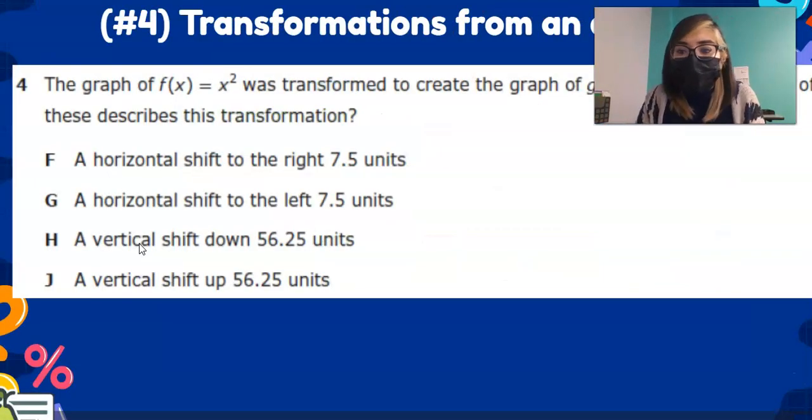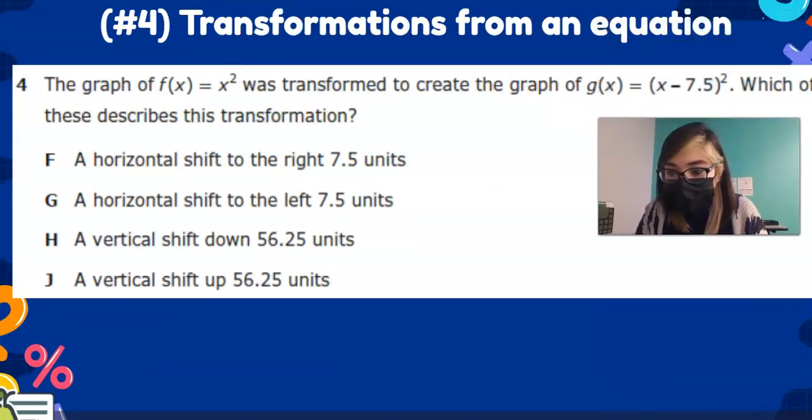Now it's a general overview, so let's see if I can move myself. This is probably a better spot.